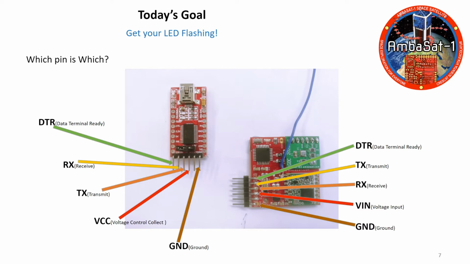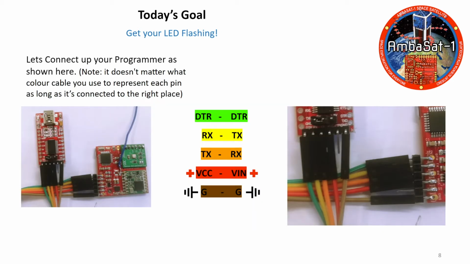But before we get ahead of ourselves, let's go over how to correctly connect an FTDI to an AmbaSat 1. This is crucial, as even though the AmbaSat has some voltage regulation on board, we do not want to send power to the wrong place. This can damage components. You'll notice on both PCBs, the pins are labelled with small acronyms which tell us where to connect to. The connections to be made from FTDI to AmbaSat are DTR to DTR, RX to TX, TX to RX, VCC to VIN, and GND to GND.